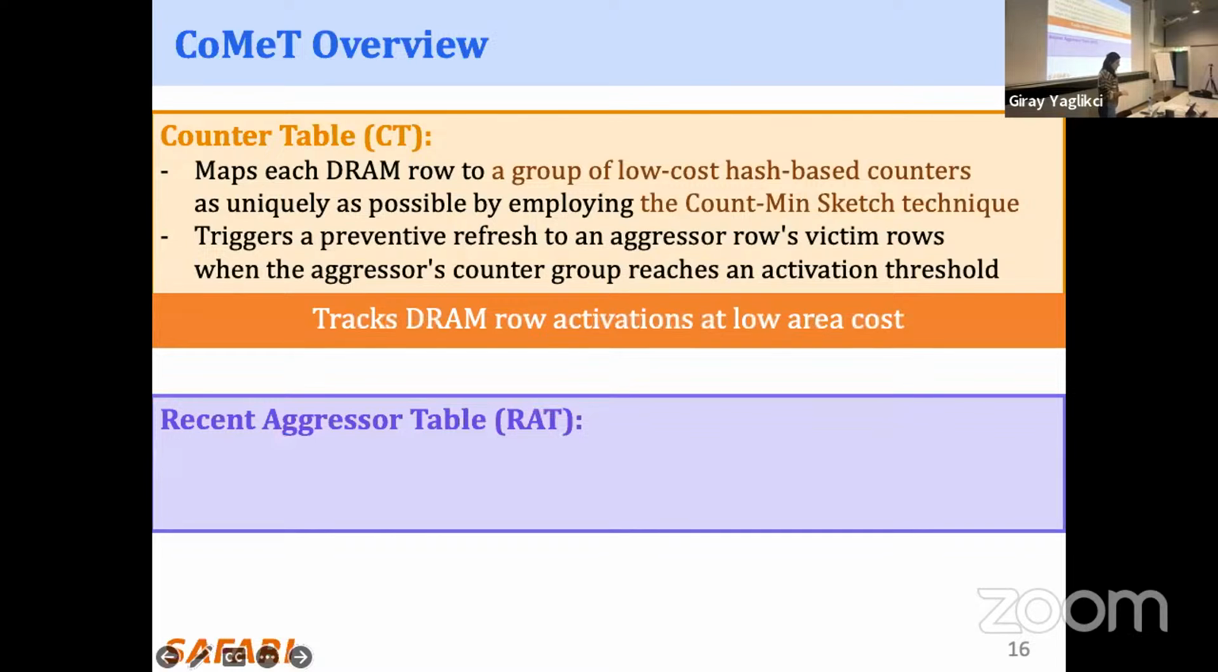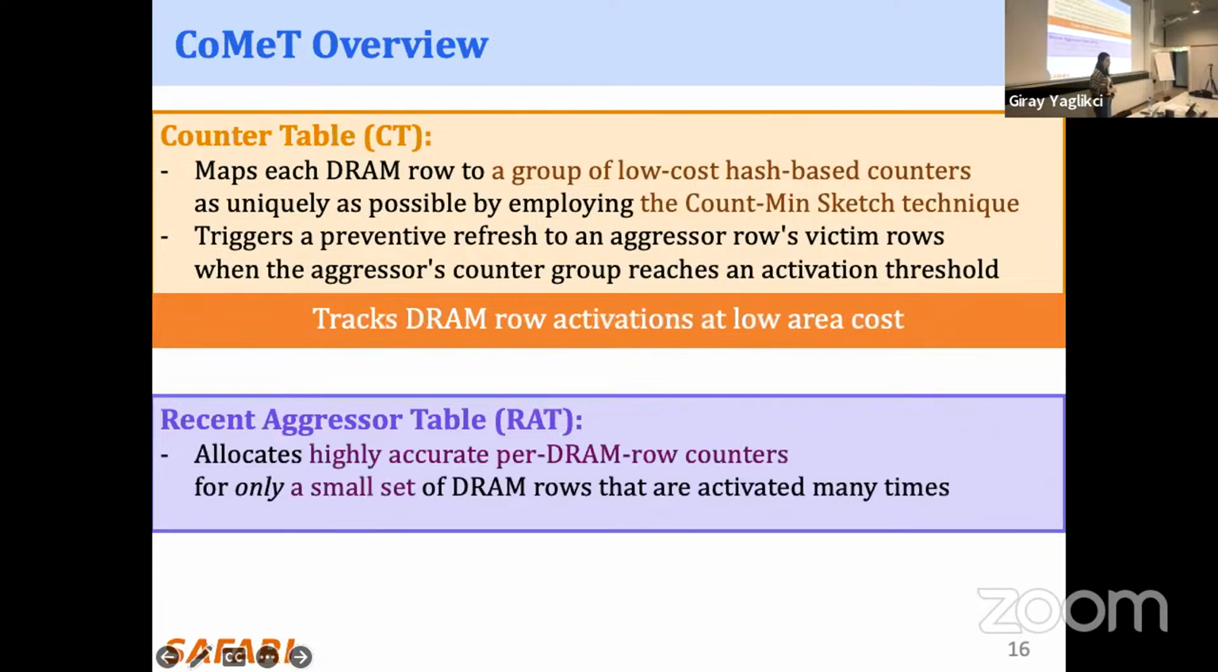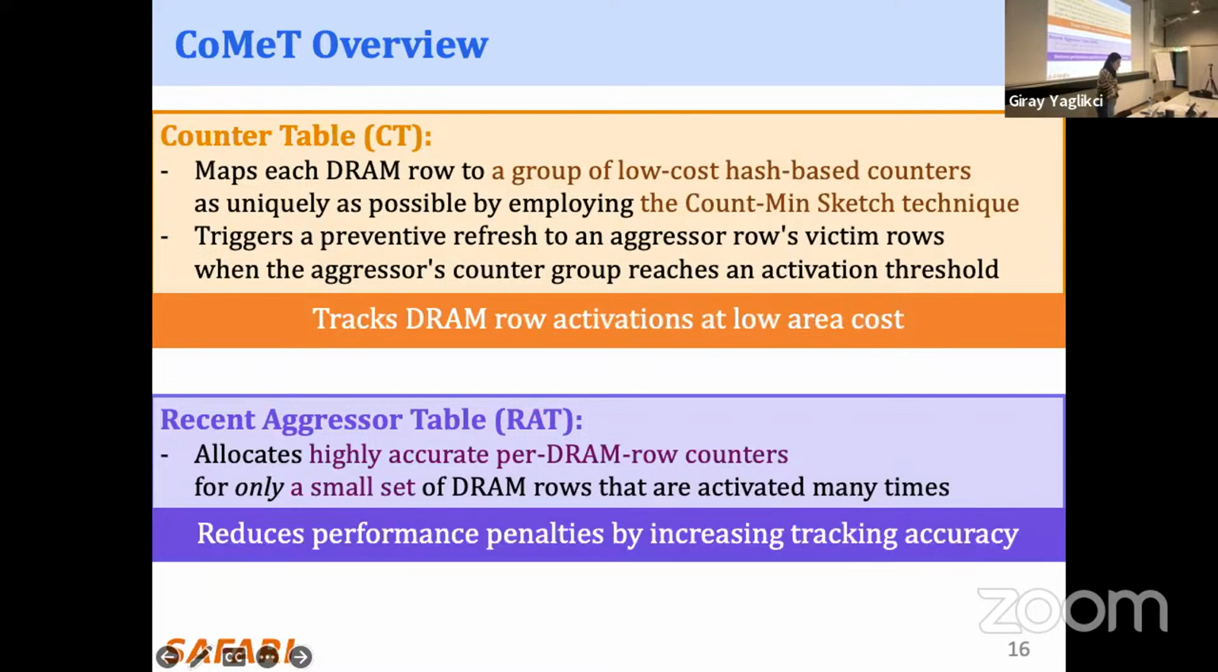The second structure is called the recent aggressor table, and it allocates highly accurate per-DRAM-row counters for only a small set of DRAM rows that are activated many times. This helps us reduce performance penalties by increasing tracking accuracy.